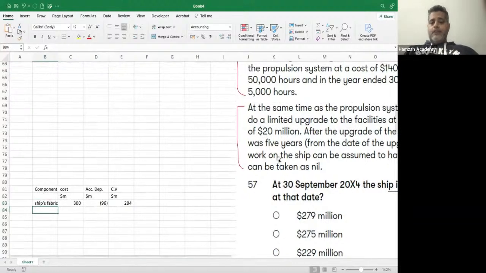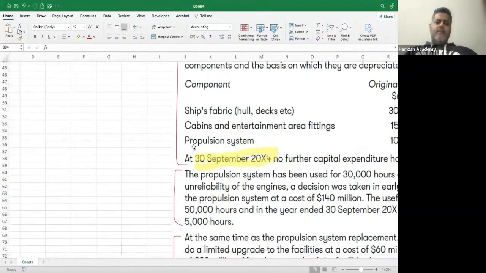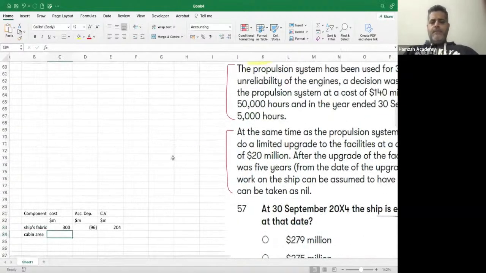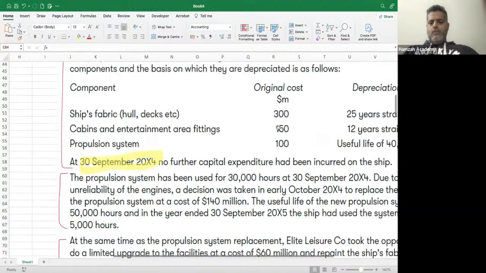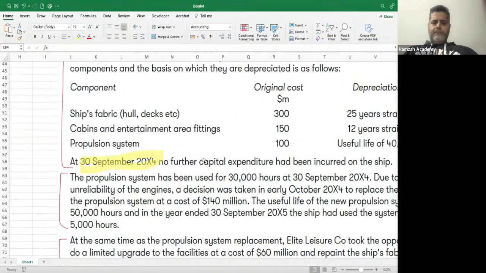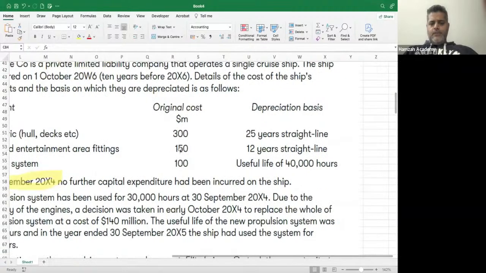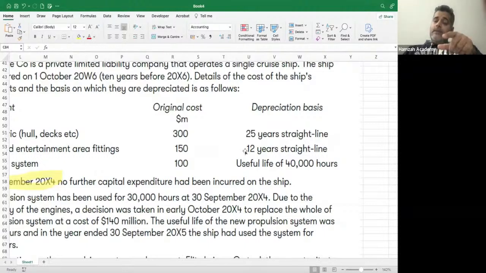Then the second component. This is the cabin and entertainment area. The cost is 150 million. The life is 12 years straight line. Now, we have the depreciation basis over here as well. The total life is 12 years, and we have to apply the straight line depreciation.